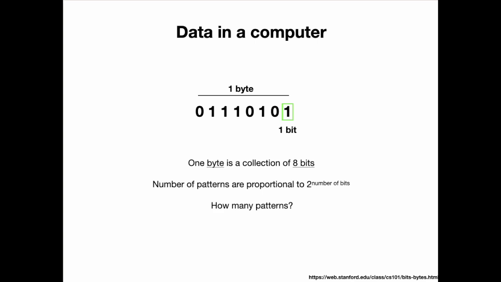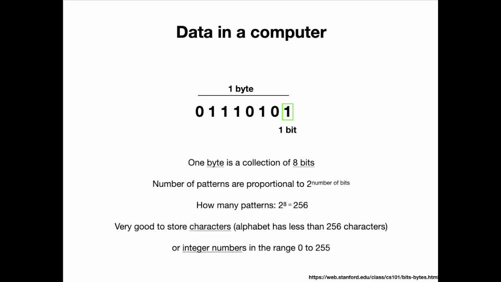So now, what is a byte? A byte is a collection of 8 bits. So now think about 8 bits. So 1, 2, 3, 4, 5, 6, 7, 8. Here are 8 bits. And remember that the number of patterns are proportional to 2 to the power n bits. How many patterns can you get with 8 bits, with 1 byte? Of course, you get 256. 2 to the power 8 is equal to 256.